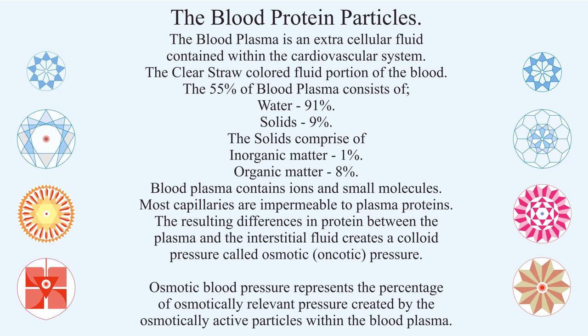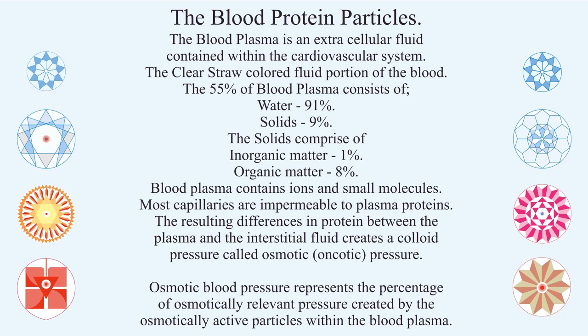The clear straw colored fluid portion of the blood, as you've seen last time, is called blood plasma, 55% of blood, which consists of water 91%, solids 9%. Solid matter is comprised of inorganic matter 1% and organic matter 8%. This is also something which I want everybody to understand, how this percentage is working out.